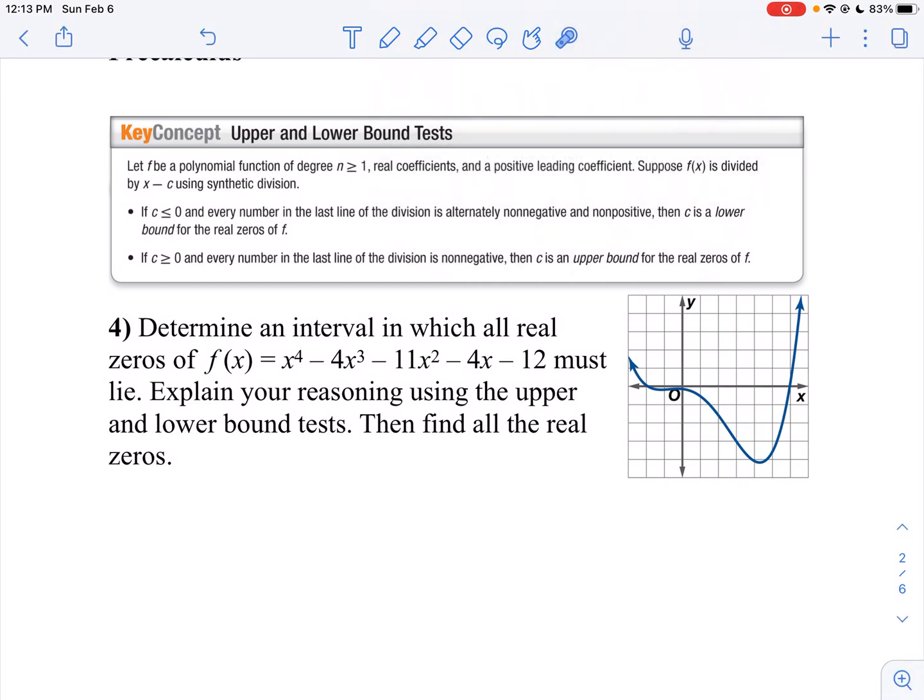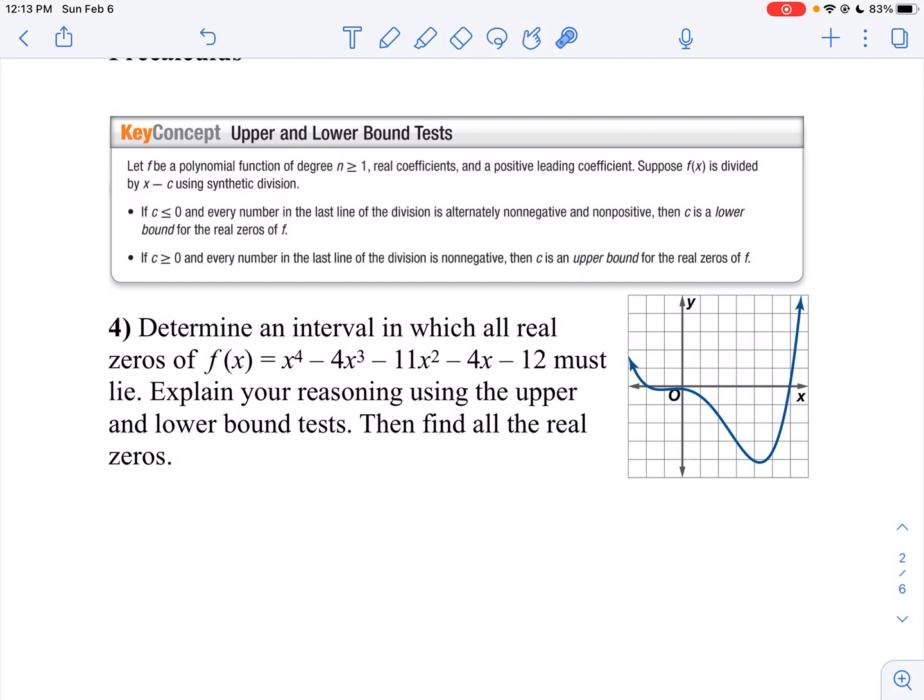First off, the lower bound is what happens when I use synthetic division and the last line of my division alternates between non-negative and non-positive. That is, it flips from positive to negative, and if you get a 0 in there, that can count either way. That would be your lower bound. If I put a positive value in here and the last line of my division is always non-negative, so 0 or higher, then that's my upper bound. So if I apply that on this example, here's what happens.